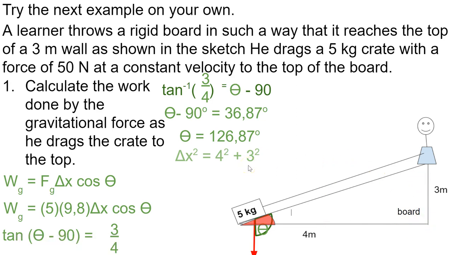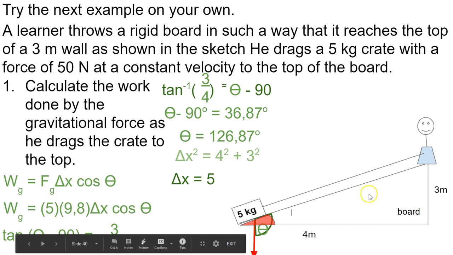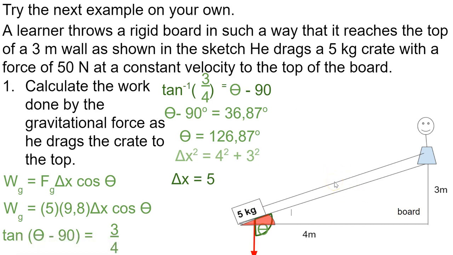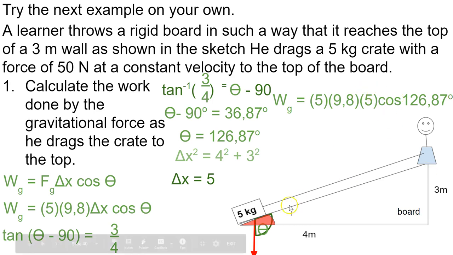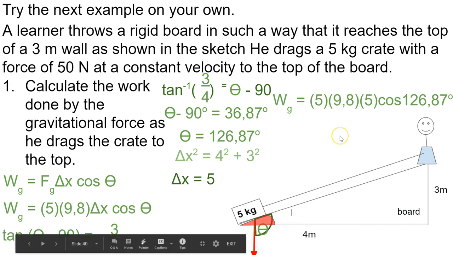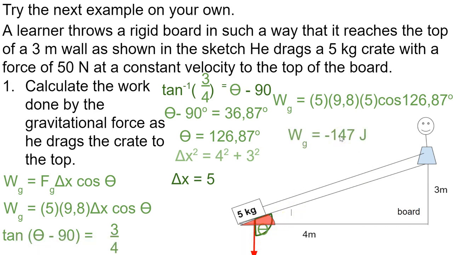16 plus 9 will give me 25, and the square root of 25 is 5. So I just worked out that my x over here is going to be 5, the distance that it travels, so I can put in all those values and calculate 5 times 9.8, which is my force, times 5, which is the distance that it's traveling, cos of the angle between them. And if I work all of that out, I get negative 147 joule.